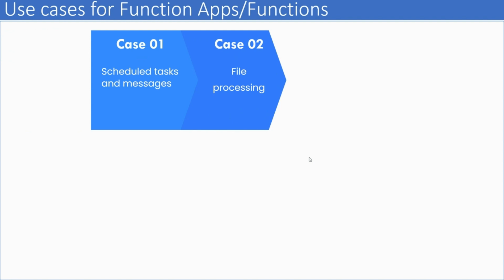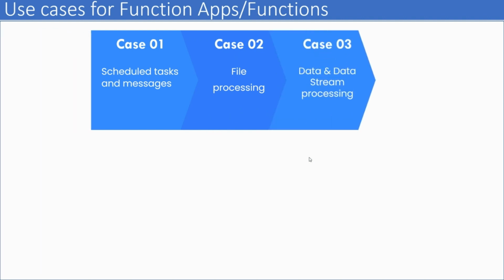They can do file processing upon certain events, something like a file is dropped into an FTP location, get that file, process it, and then perform some business action. Third one, it can be used for data or data streams processing. These Azure functions can be used to process and analyze data in real time. This can include tasks such as data aggregation, filtering, and transformation.